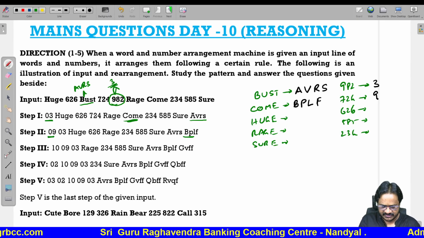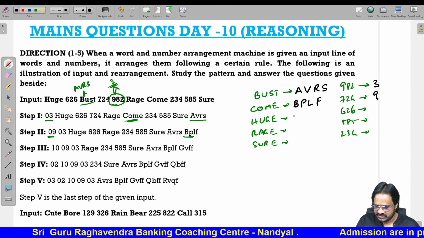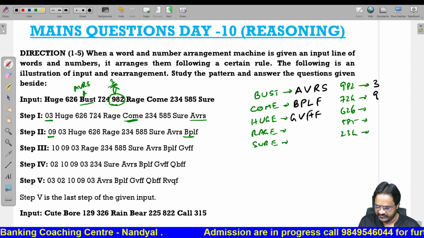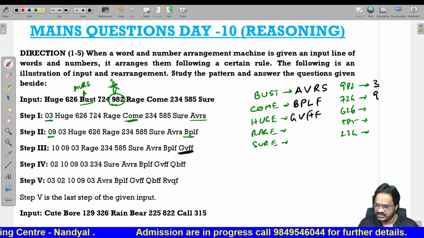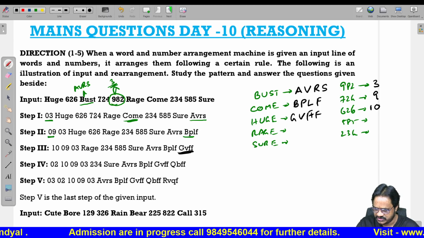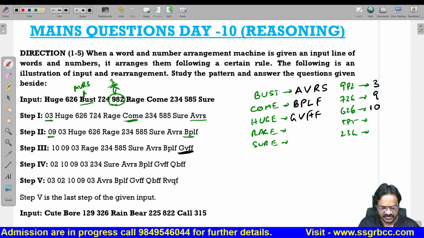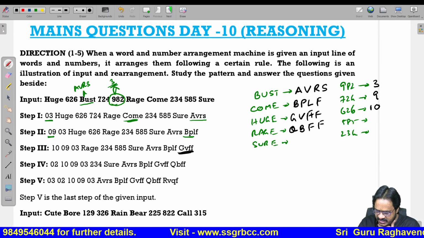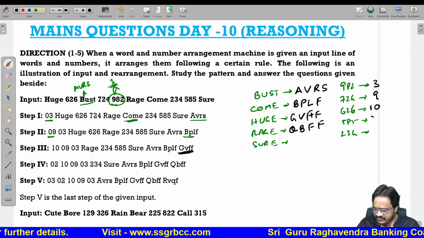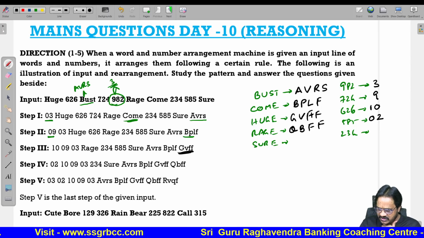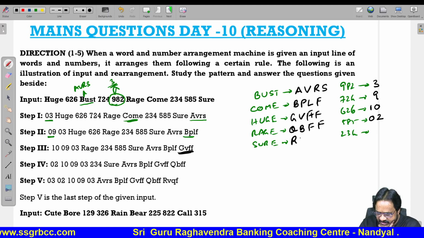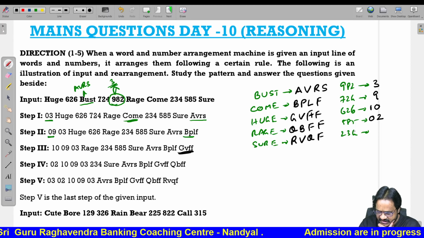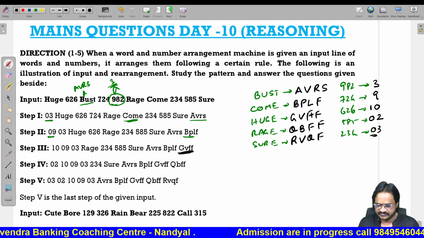Now let us see from step 3. Hughes: G, V, F, F. So we got GVFF. Now 626: 6 plus 6, 12; 12 minus 2, 10. Now rage, so let us make the changes. QBFF: instead of G we should write F, and E next letter is F. 5 plus 5, 10; 10 minus 8, 2. Now for sure: S previous letter R, U next letter V, R previous letter is Q, then E next letter F. 2 plus 4, 6; 6 minus 3, 3.